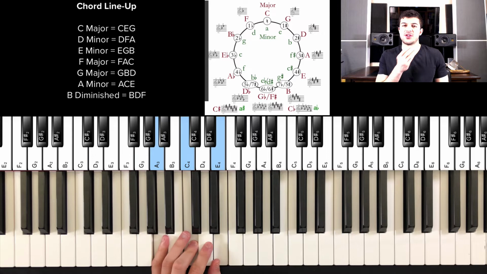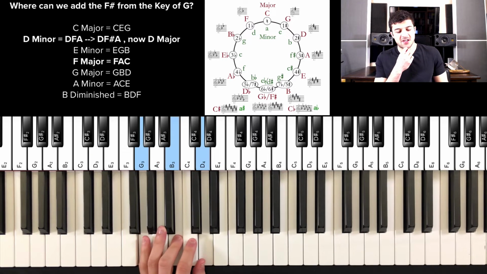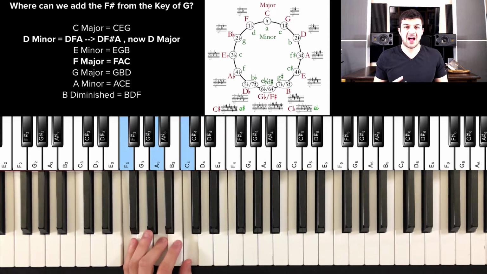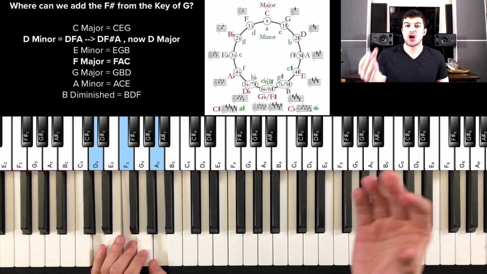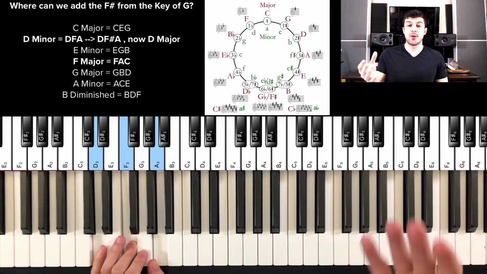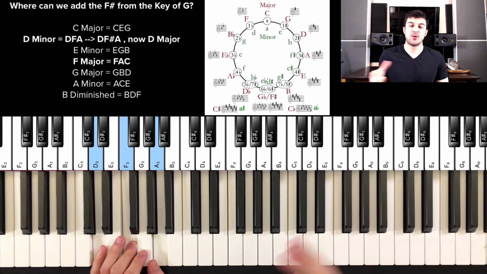Well, A minor, there's no F sharp in this chord. G major, there's no F sharp. F, and then D minor. Well, both of those chords have an F. So can we sharp it, and will it sound good? This is how we use the circle of fifths to experiment a bit with our chord progression here.